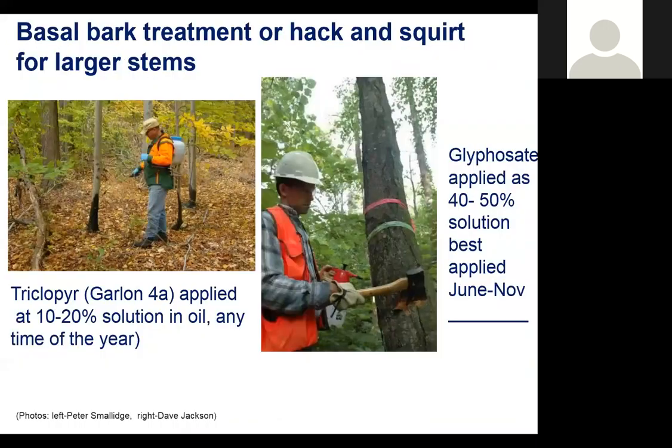So the other herbicide treatments that can be done with beech, particularly the larger beech, so now we're maybe out of the thicket phase, but thinking about more of the individual stem treatments, are either a basal bark treatment or a hack and squirt, usually for larger stems. And so the basal bark treatment, if you're not familiar with it, is just essentially applying the herbicide about 1 foot to 1.5 feet around the base of the tree. And for this treatment, triclopyr is the most commonly recommended herbicide at about 10 to 20% solution.